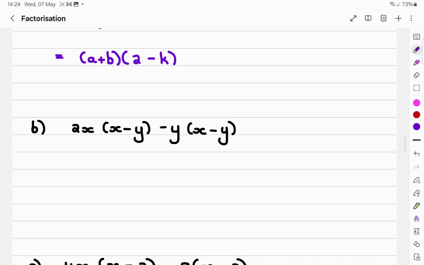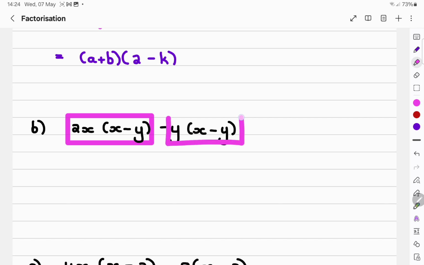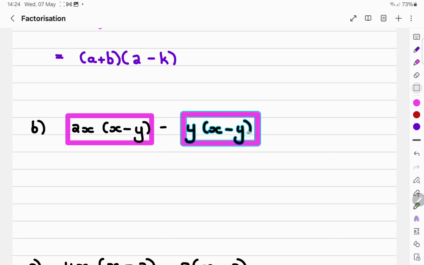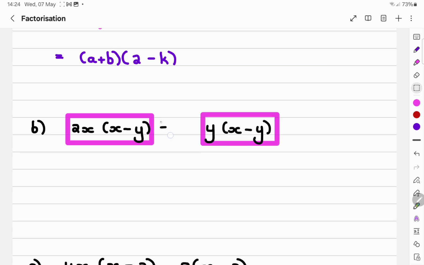Number b. All right, so again, from your two terms, if it helps, highlight your two terms. And in both of those terms, even if you have to, you can draw them a little bit separated from each other, or separate.